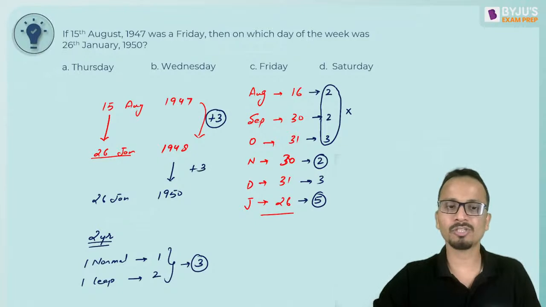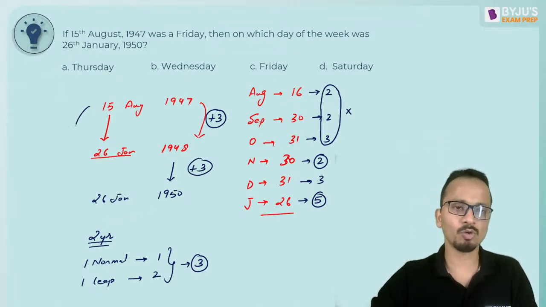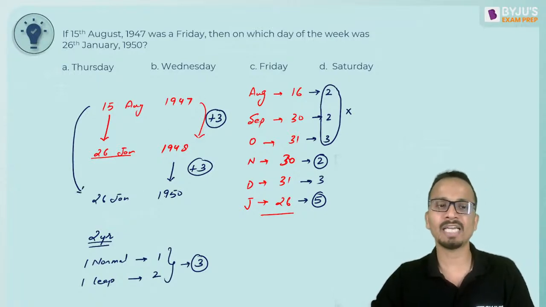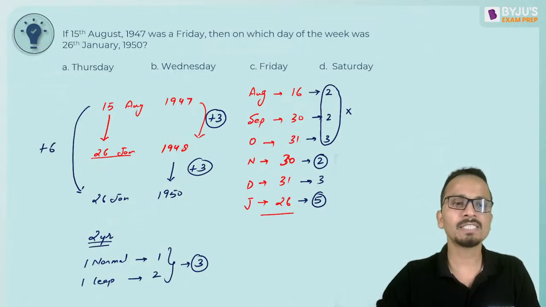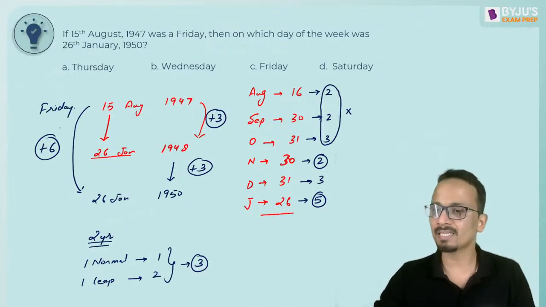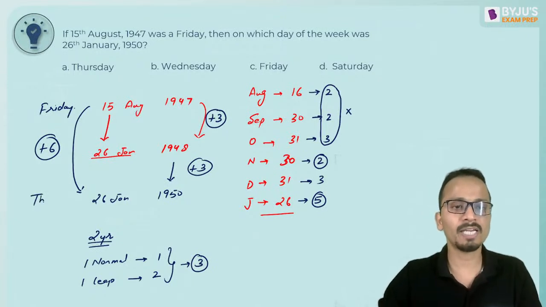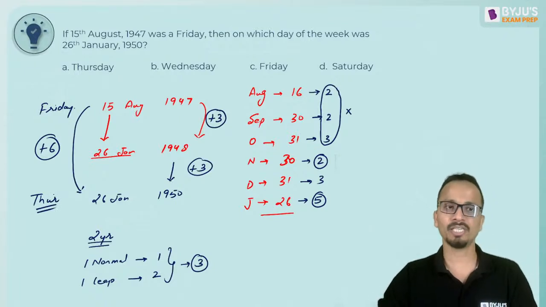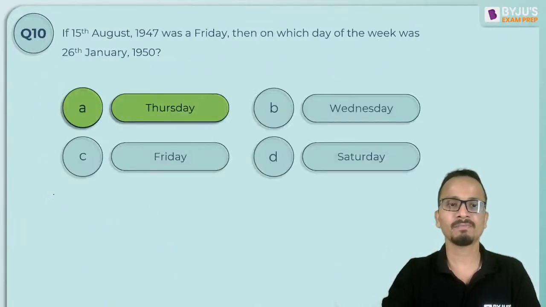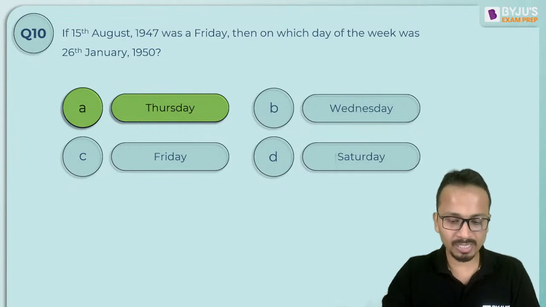So again plus 3. So plus 3 and plus 3, the total number of odd days when we are coming from 15th of August 1947 to 26th of January 1950, a total of 6 odd days are there. So this day was given as a Friday. If I add 6 to Friday, then I will get a Thursday. Okay, so the correct answer is Thursday. That is option A. All right, so option A will be the correct answer.